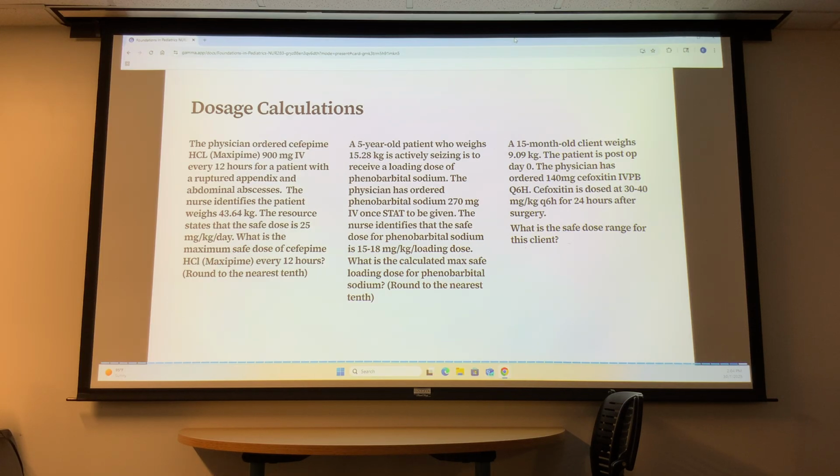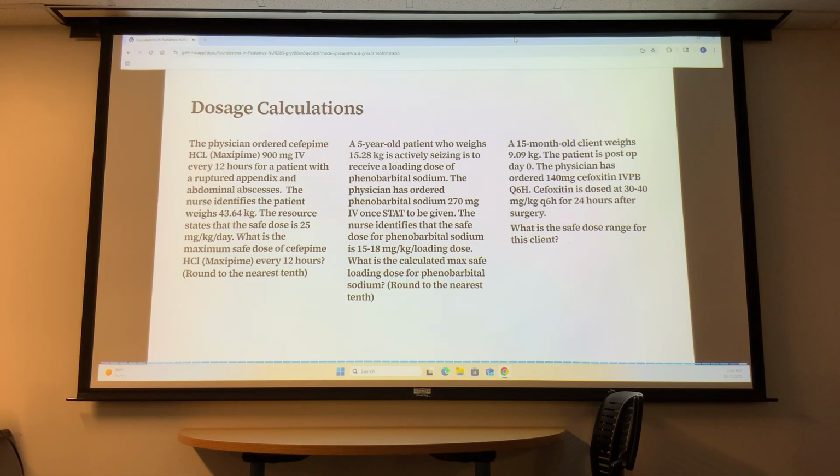So accurate calculations, right? So in simulation, I want you calculating everything, okay? Your resource is stated in the chart. It will tell you what your safe range is, okay? So before you give anything in simulation, you need to be calculating it. Cool?